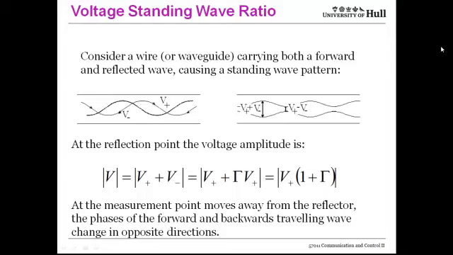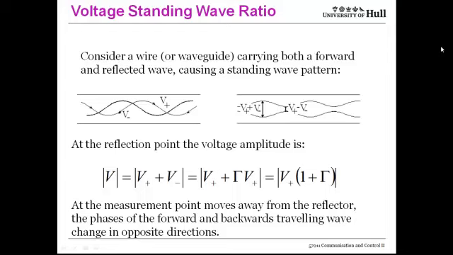At any point, the voltage in the line is the combination of the forward and backward travelling waves. At the load, that sum is the forward travelling wave plus the reflection coefficient times the forward travelling wave, because that's equal to the backwards travelling wave. And so at the load, we experience a voltage that's oscillating with an amplitude of 1 plus the reflection coefficient, where the 1 is telling us about the forward travelling wave and the reflection coefficient is telling us about the backwards travelling wave.